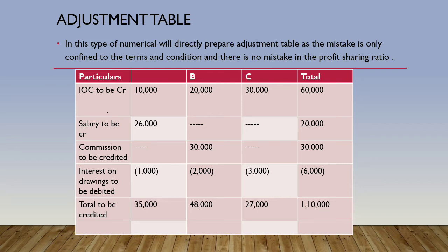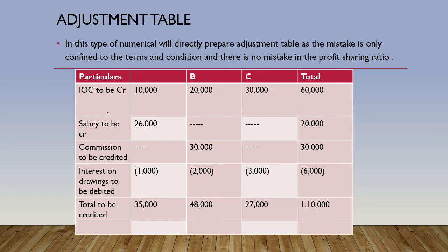So the total, if I calculate it here, one mistake I have committed here, that is in the total column we have to mention not 20, it's 26,000. Sorry, excuse me, pardon for that. So interest on drawings 1,000, 2,000, 3,000, total 6,000, right? So if I go for the total of the A column, 26 plus 10, 36, minus 1, 35,000 net amount is going to get. For B, 20,000 plus 30,000, 50,000 minus 2,000, because interest on drawings is to be debited, we have to debit that. So total net amount 48,000 is going to get. For C, 30,000 minus 3,000, 27,000 is going to get, and here 60,000.